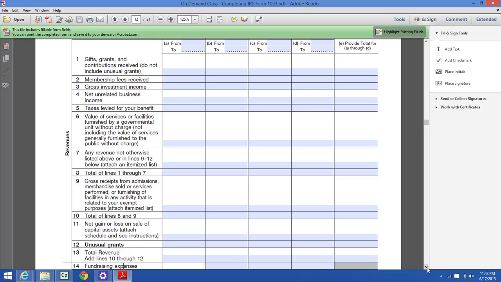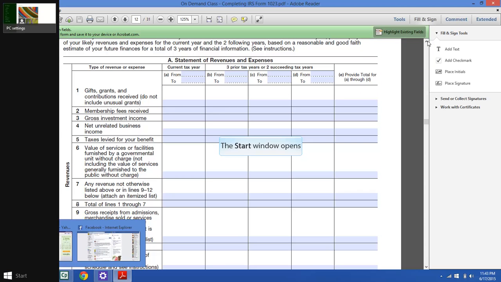So you don't want your total revenues to be less than your total expenses, because that's a sure way to get your application rejected by the IRS. We can't start out saying that you're going to operate in the red. Now, for the subsequent years, remember we have to have a total of 3 years of revenues.